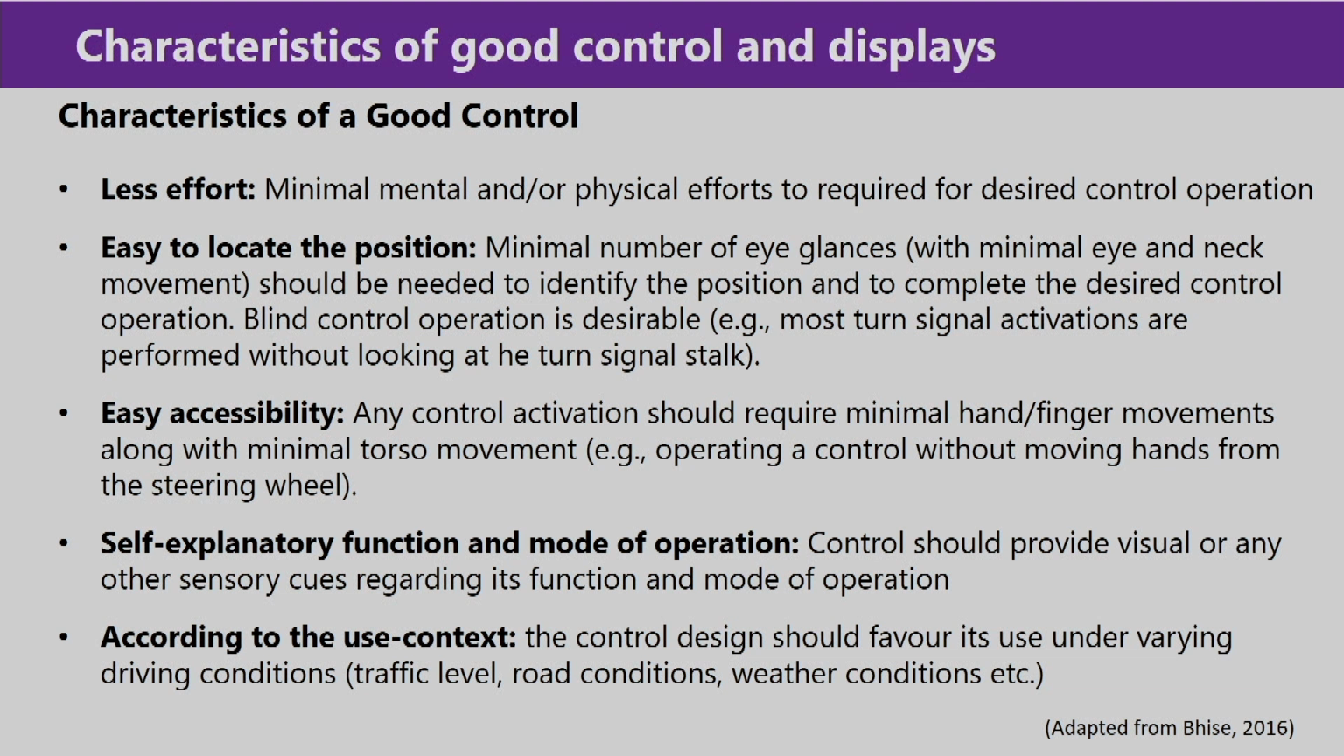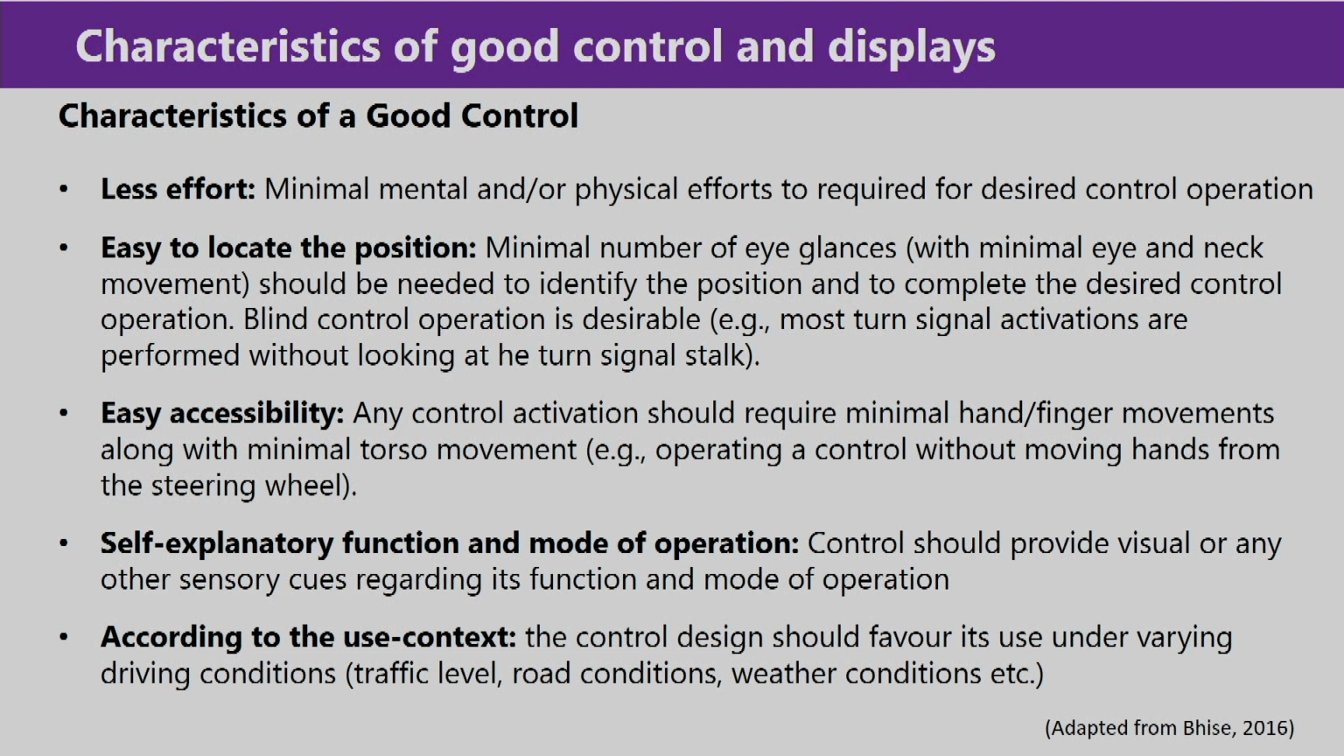Next, easy accessibility. For a good control, any control activation should require minimal hand and finger movements along with minimal torso movement. So, whenever the driver is going to access a particular control, his hand movement or finger movement, and at the same time gross body movement, should be as little as possible. Then the control and its function should be self-explanatory. It means the control should provide visual or any other sensory cues regarding its intended function and mode of operation.